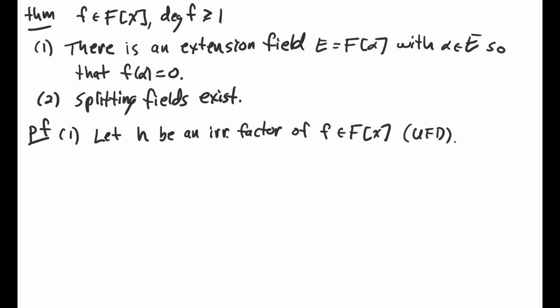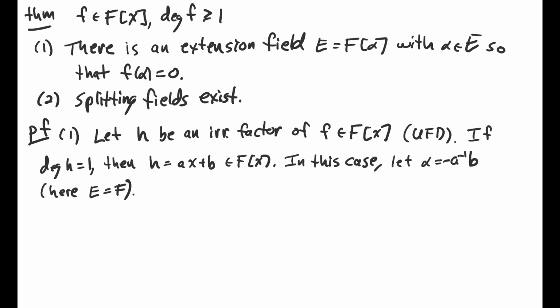So, start with h, an irreducible factor of f in F[x]. Here we're using that F[x] is a unique factorization domain, so factor it out, it's got to have some irreducible piece. First of all, if the degree of h happens to be 1, then it's this linear term, ax plus b, and so you can take alpha to be minus a inverse b, and you've got a root. In this case, the root is actually already in your field F. So E is equal to F in this case, and then there's nothing to do. So let's go on to the case where the degree is at least 2.